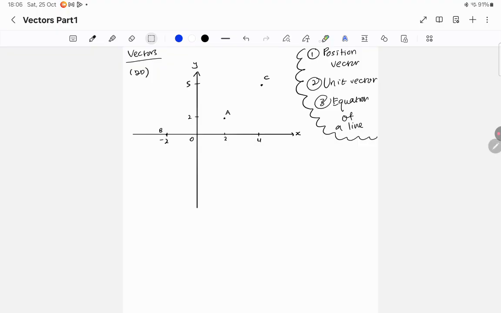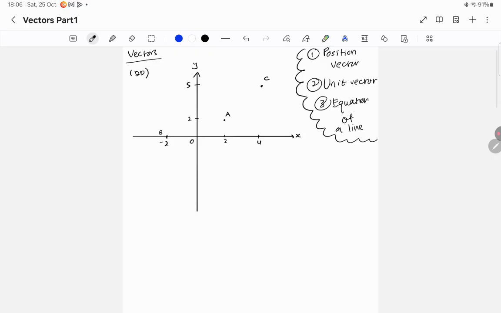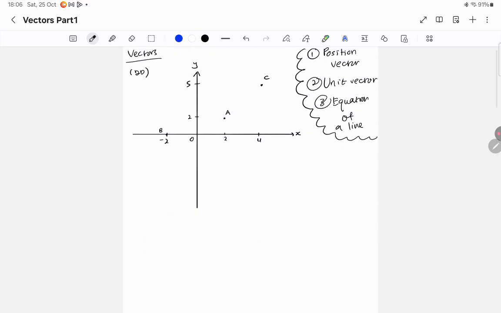Vectors chapter. So we will be covering vectors. Since this is quite a huge chapter, there will be another video for this chapter. In this video, I will be discussing three of the main topics in this chapter: what a position vector is, what a unit vector is, and how to form an equation of a line for a vector. So without further ado, let's get to know about vectors.